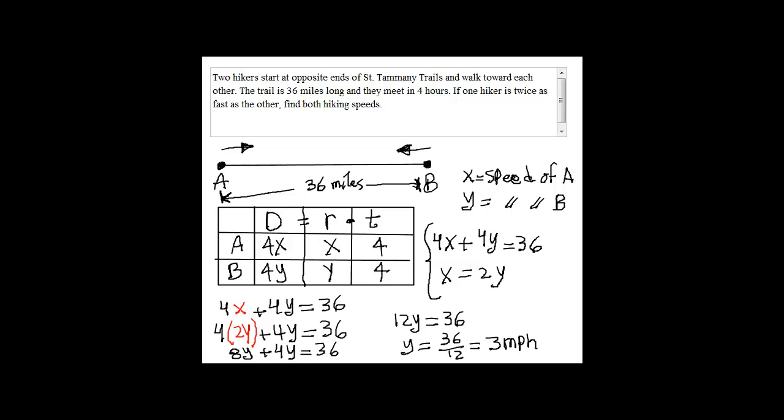So now I know that, then I can find out what's the speed of hiker A. It would be twice that. It would be 2 times 3, which is 6 miles per hour. Simple as that. You'll see a similar problem like this in the next test and also the final exam.